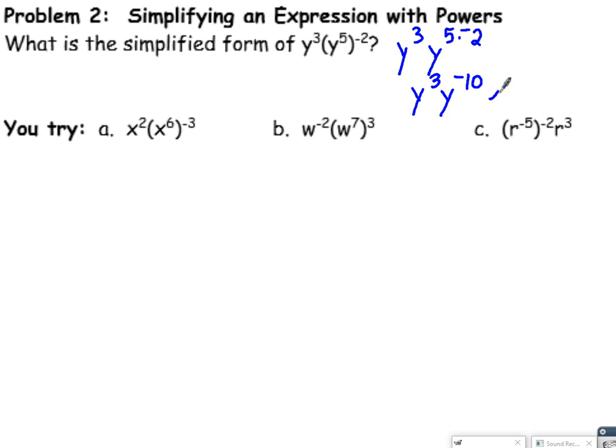We must pull in previous rules. So when you multiply like bases, you add exponents. So 3 plus a negative 10 is a negative 7. And once again, I see that I have a negative exponent, which are not allowed, so I put it into the denominator and make the 7 positive. Pause the video now as you do the You Try.